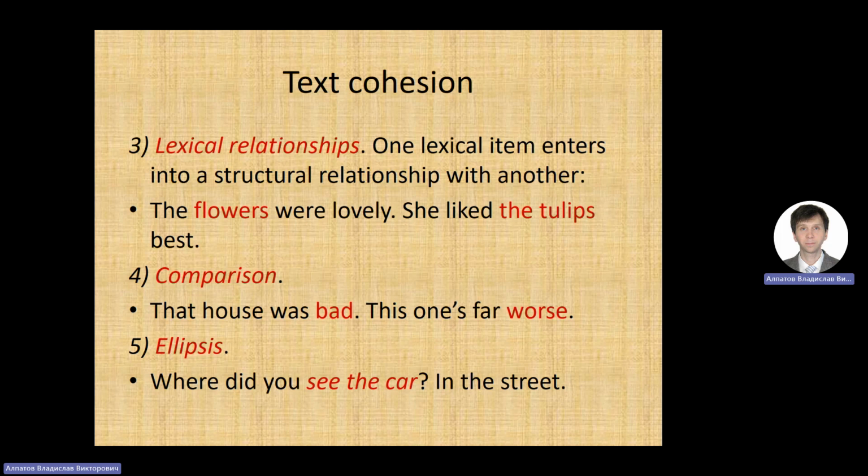So the flowers were lovely. She liked the tulips best. And the word tulips is related to the word flowers. Again, this is hyponymic relationships. Then comparison also provides cohesion. That house was bad. This one is far worse. The word worse refers you to bad in the first sentence. Comparison, by its very existence, provides this cohesion.